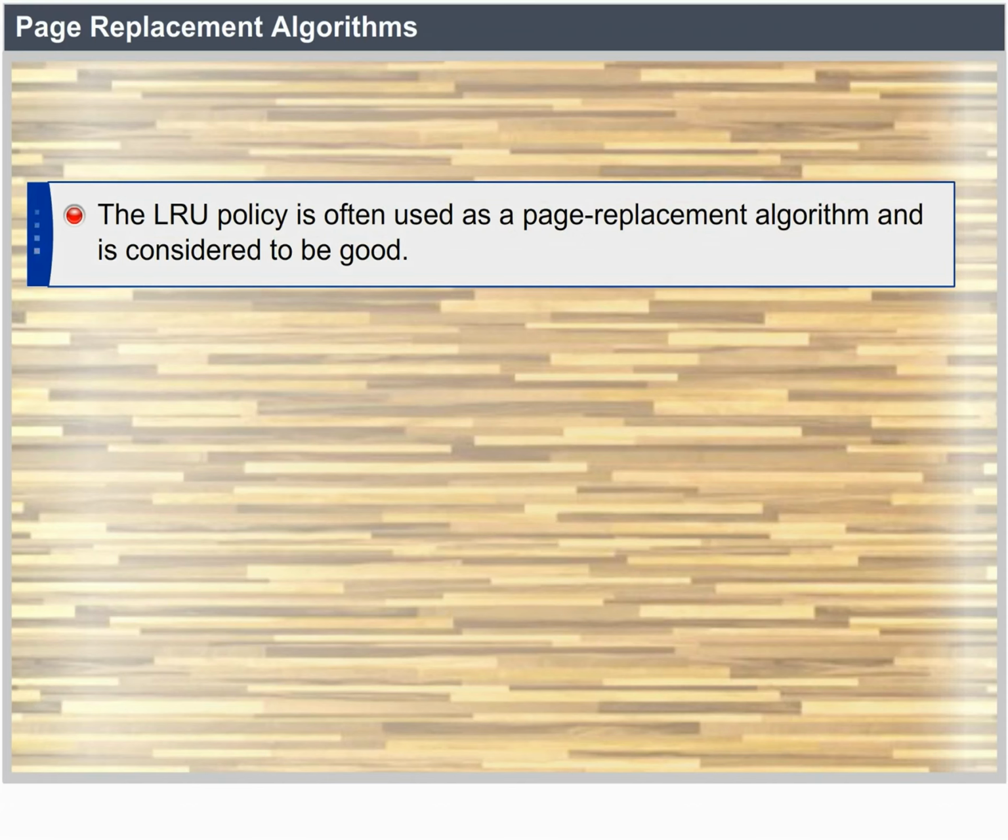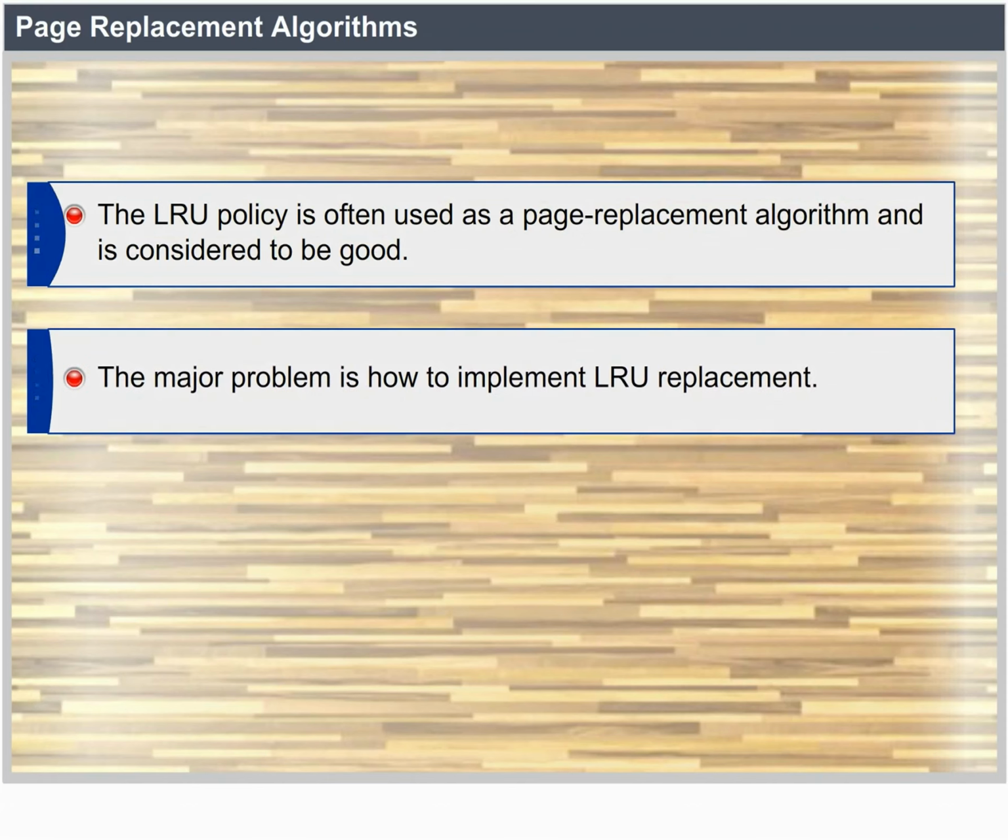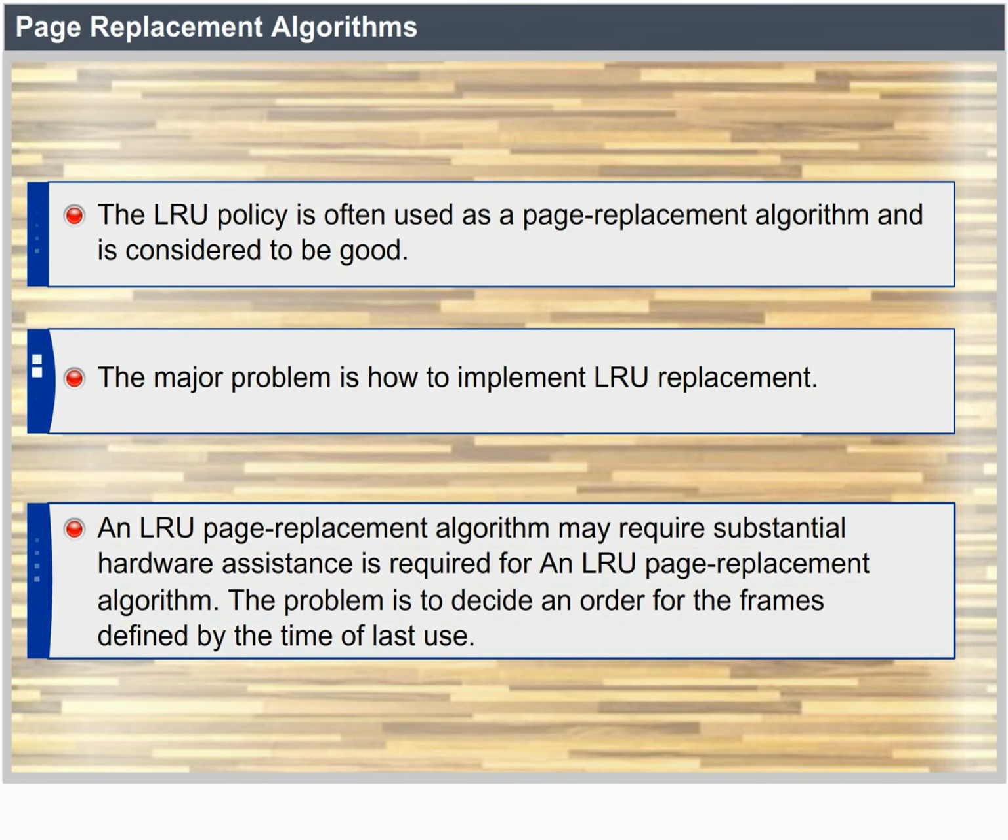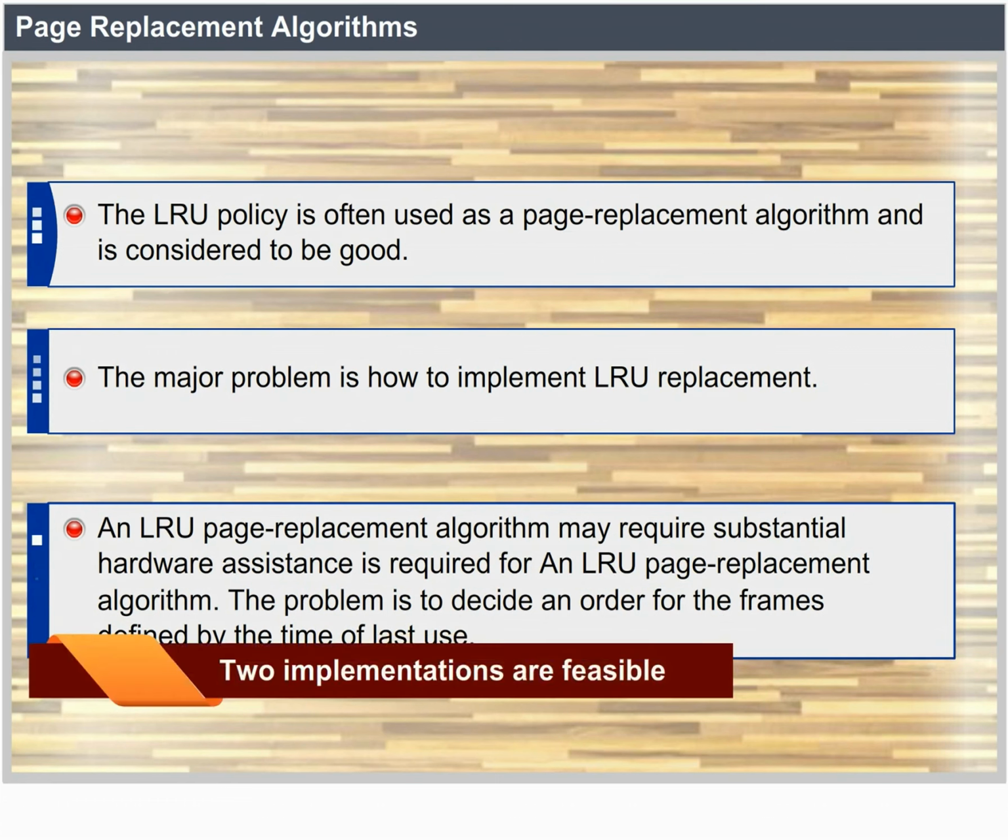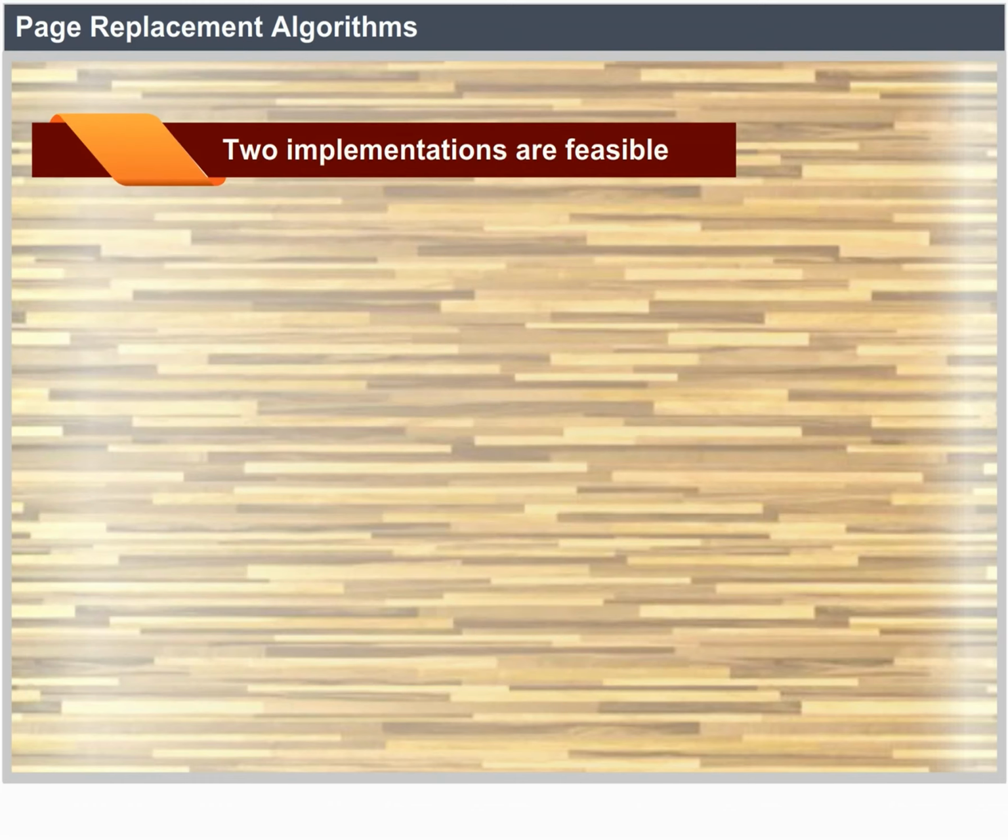The major problem is how to implement LRU replacement. An LRU page replacement algorithm may require substantial hardware assistance. The problem is to determine an order for the frames defined by the time of last use. 2 implementations are feasible. Counters.